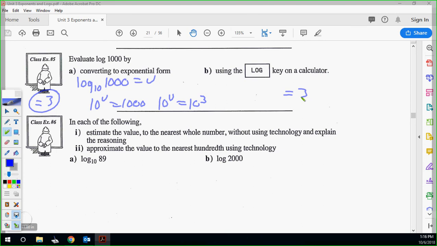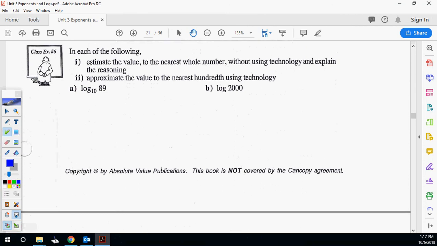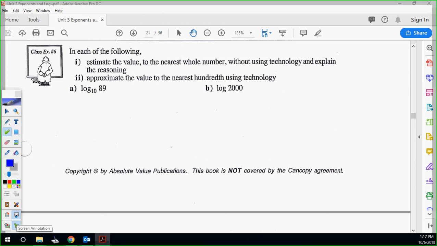Okay, so now we're going to estimate what we think these two answers are going to be, and then we're going to put them in our calculator and see what we get. I'm going to pause the video for a second. I'm going to bring up my calculator as well. All right, let's actually do the estimation first, and then I'll bring the calculator up.